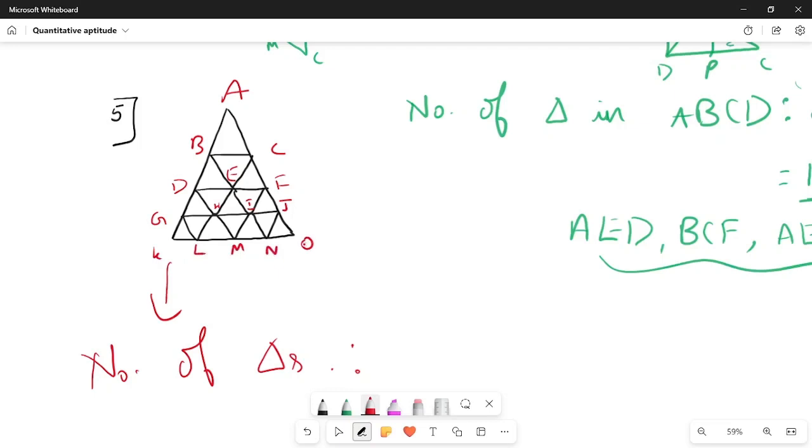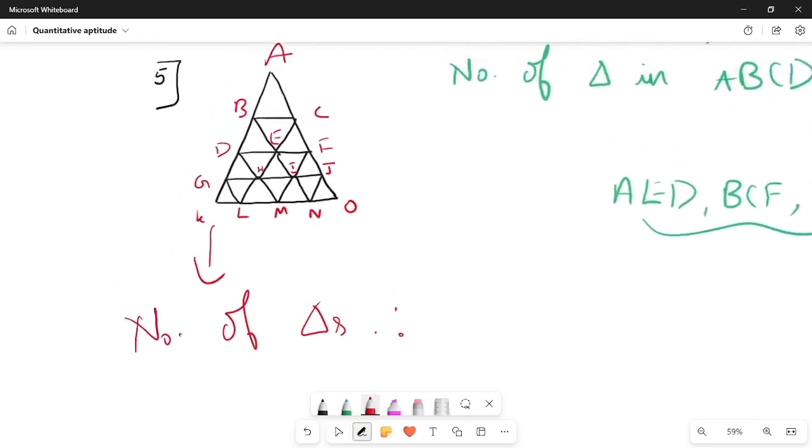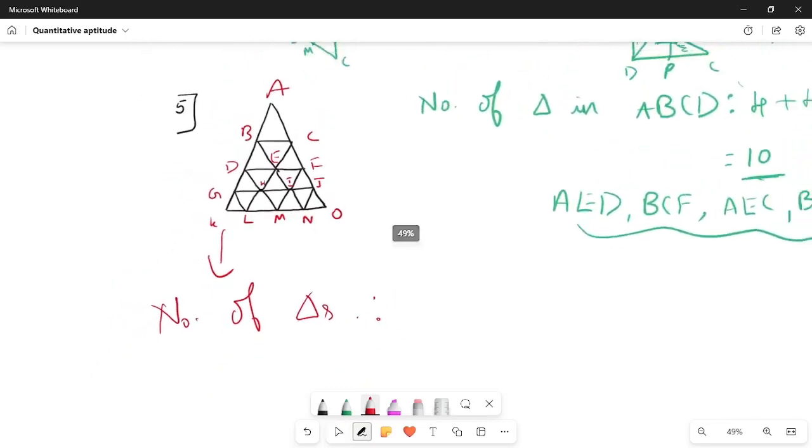Okay, so the first thing we have to do is start counting the number of triangles from each vertex. So like from A, then from B and C, then from D, E, F, G, H, I, J, like that. Okay, so initially the first part, from A we will count the number of triangles, or I can say the number of triangles possible from point A.